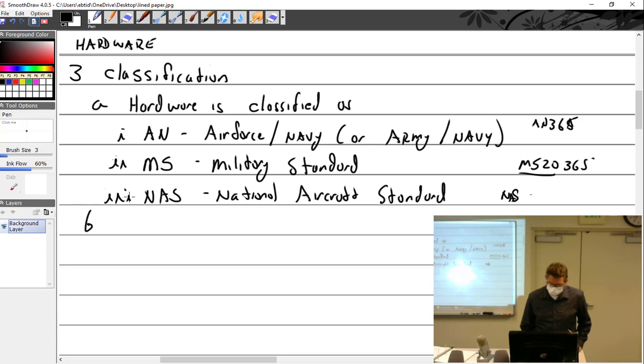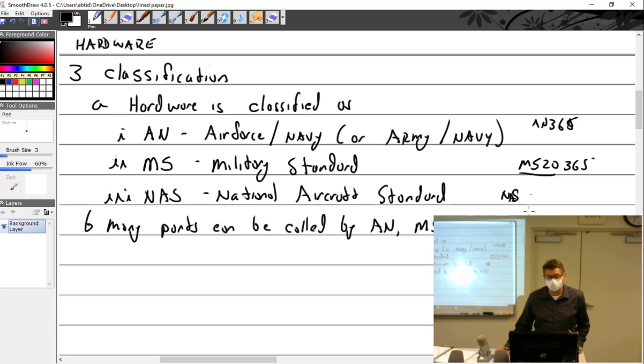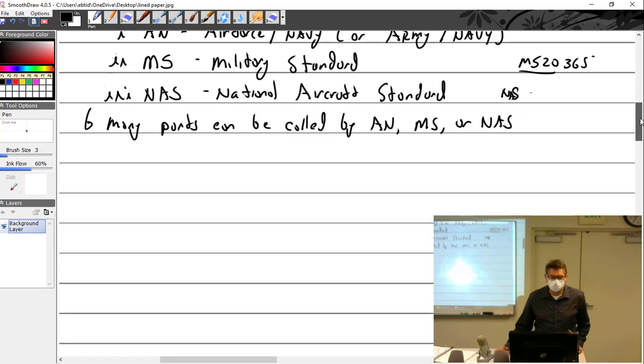So many parts can be called by AN, MS, or NAS. So you could have a part that kind of matches all of them. It's just depending on how far back you go. All right, so let's talk about bolts. I'm going to tend to default mostly to AN or MS. It's just kind of the way it goes for me.